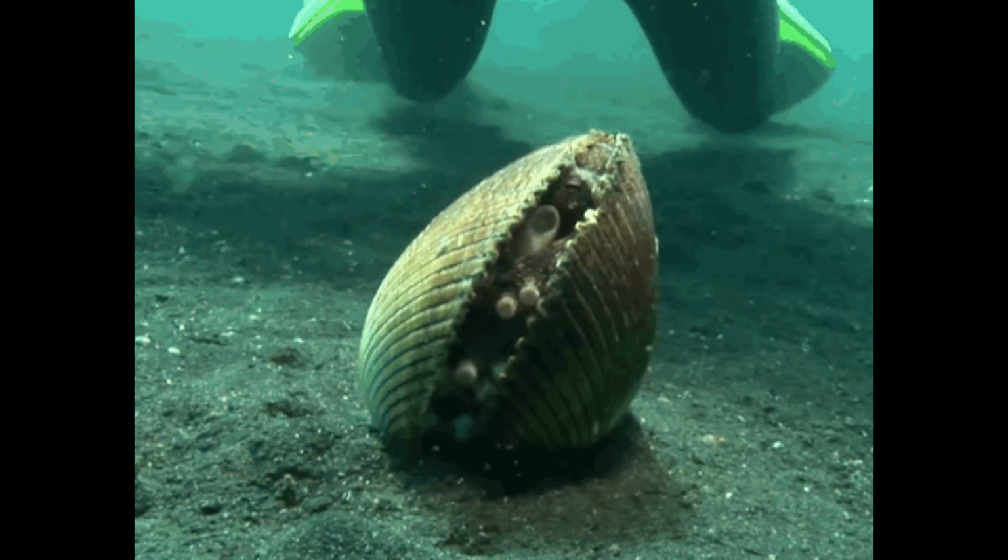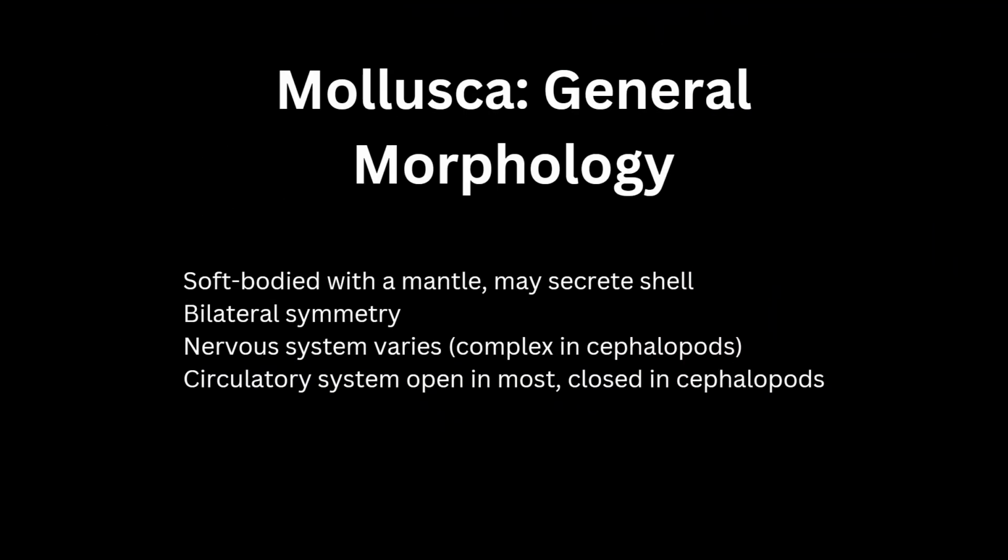And finally, let's explore the phylum Mollusca, which includes soft-bodied animals like snails, clams, and octopus. General morphology of mollusks. Mollusks have a soft body structure, often protected by a shell. They have a specialized mantle, a muscular foot for movement, and a radula for feeding. Cephalopods such as octopus exhibit a highly advanced nervous system.